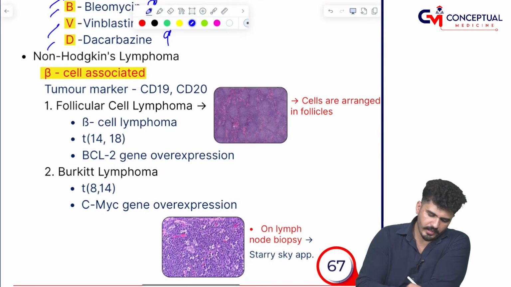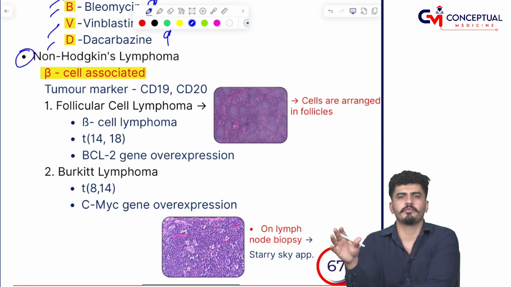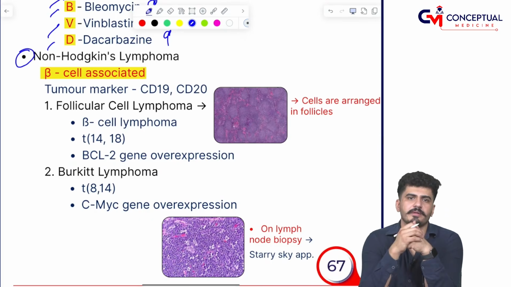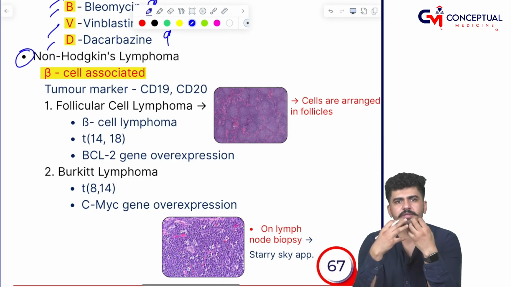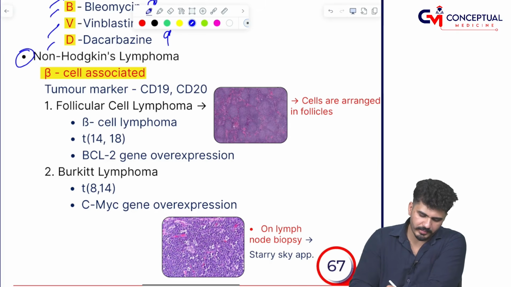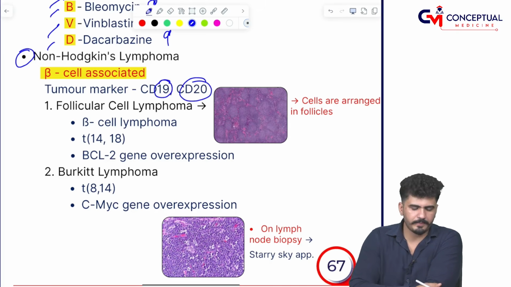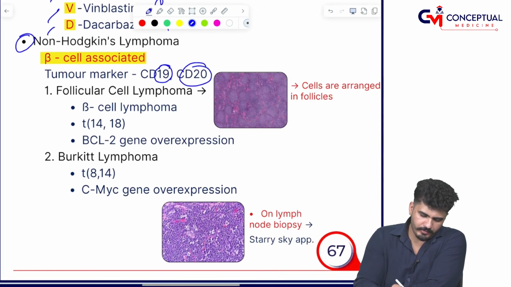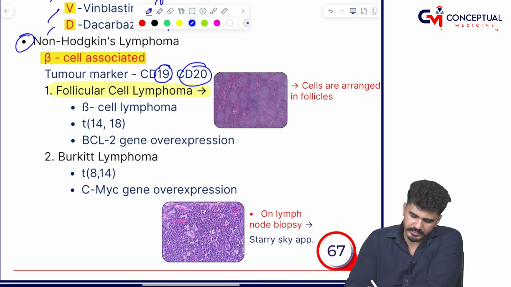Done and dusted, sir. Now coming to non-Hodgkin's lymphoma, this is B cell and T cell associated. First of all, let's see the important ones which are B cell associated, my dear friends. If we talk about B cell associated, the tumor markers are CD19 and CD20. Now follicular cell lymphoma is the first one we have to talk about. Here the cells are arranged in follicles.